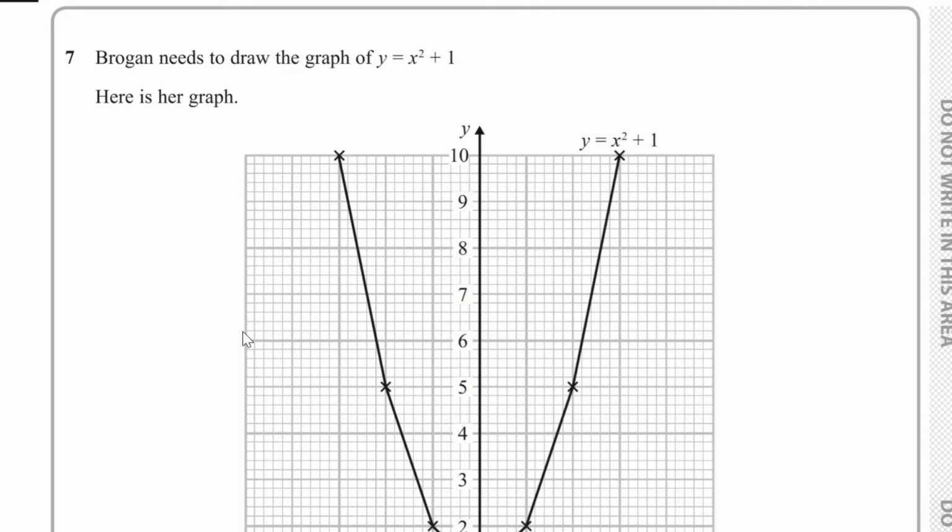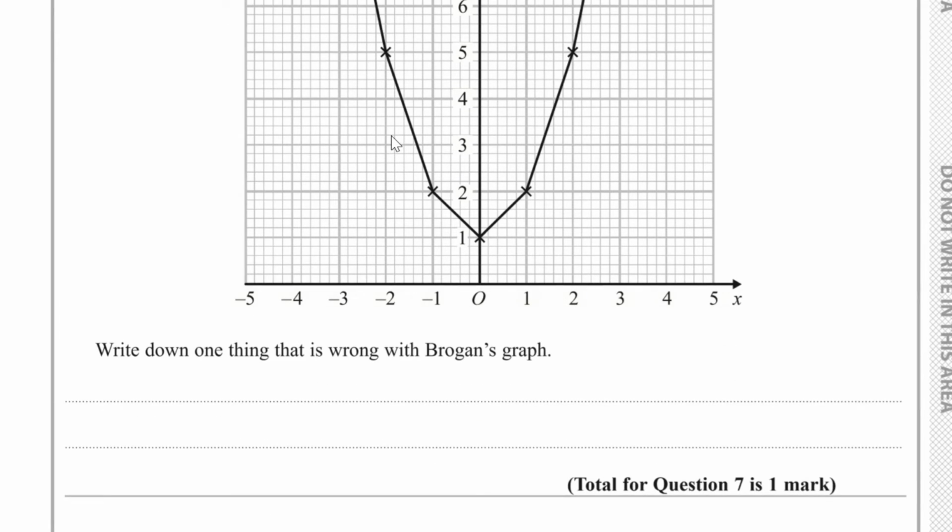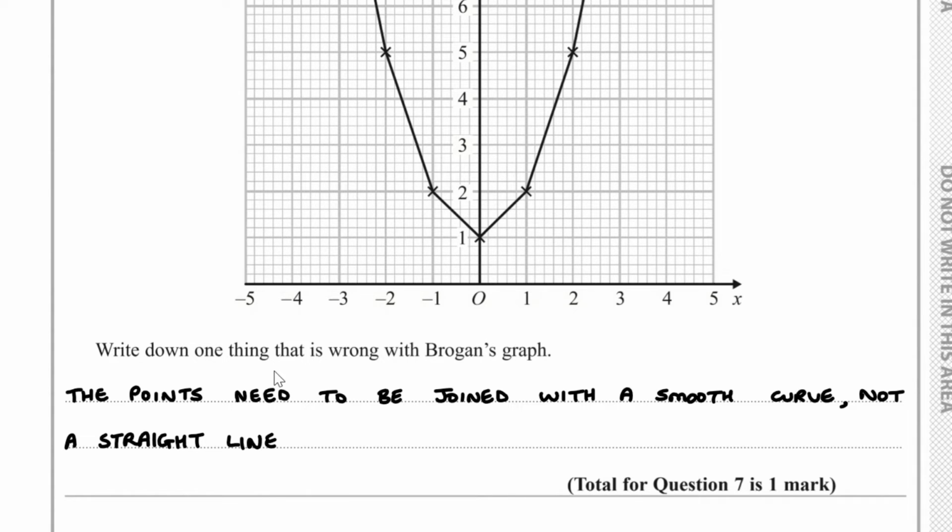Question 7. Brogan needs to draw the graph of y equals x squared plus 1. Here is her graph, and we have to write down one thing that's wrong with the graph. Well, clearly, we need to make sure that we join the points with a smooth curve. So the points need to be joined with a smooth curve, not a straight line.